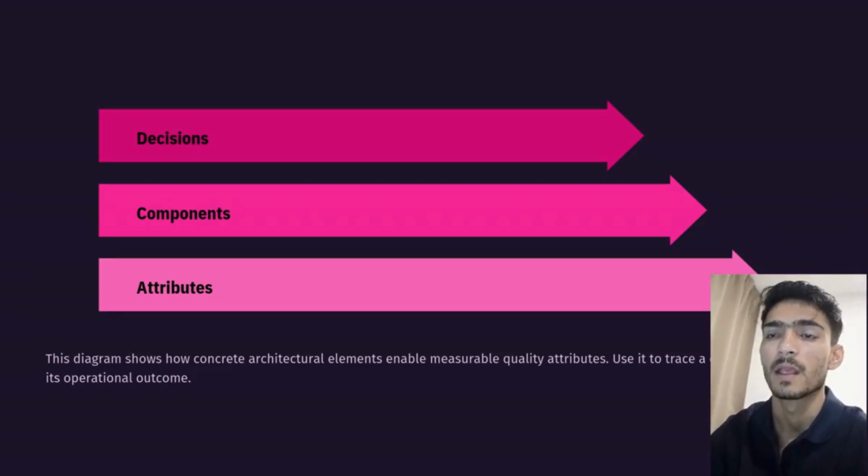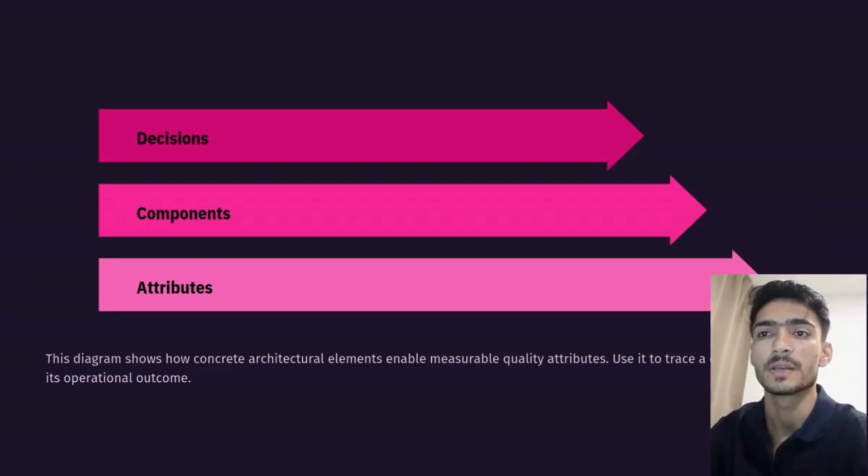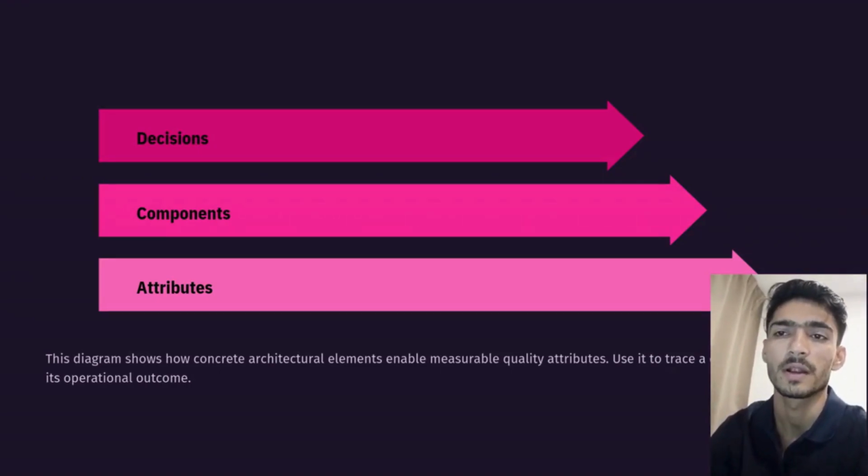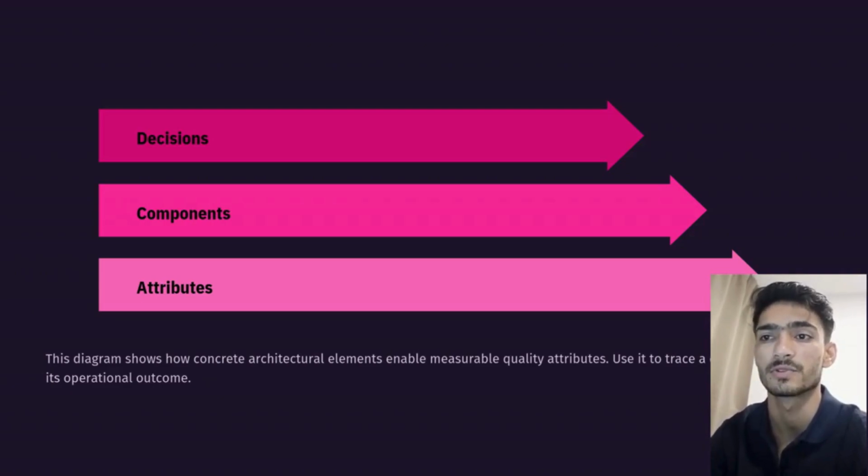Alright, then I'm going to close this. In summary, architecture design leads to components, and components enable quality attributes. So good architecture design ensures a high quality software system.